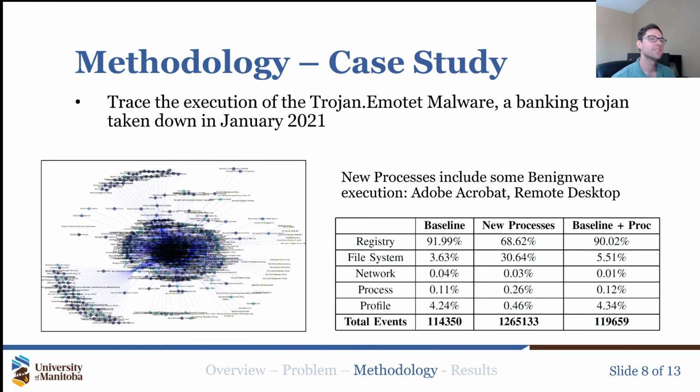As a case study, as a proof of concept of this work, we traced the execution of the Trojan Emotet malware. This was a banking Trojan that, up until January 2021, was responsible for a lot of damage to infrastructure and so on. It was also responsible for a huge botnet-for-hire service.